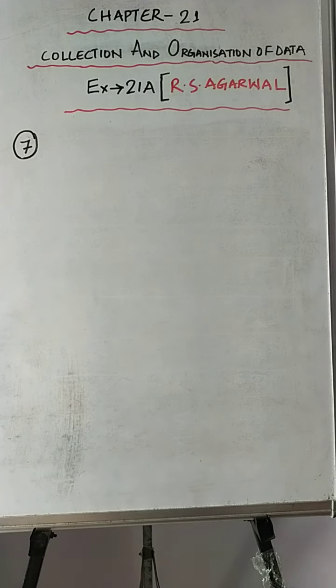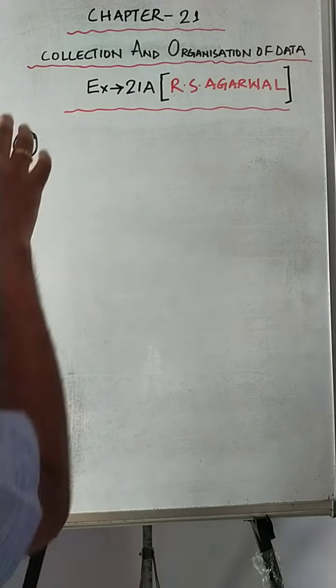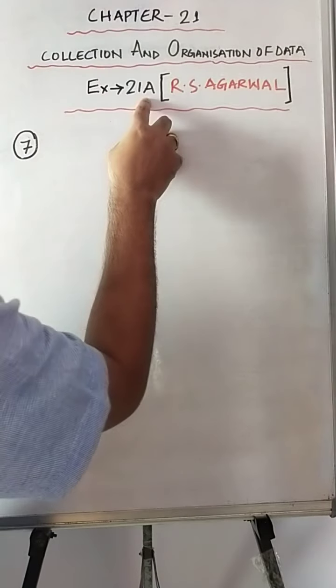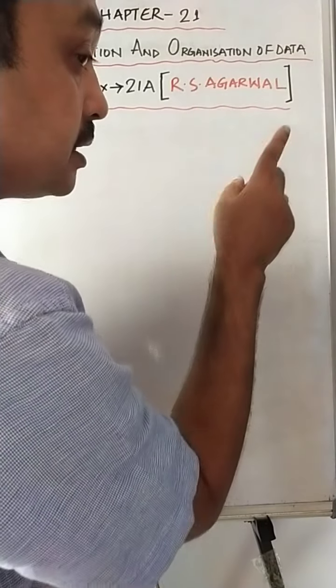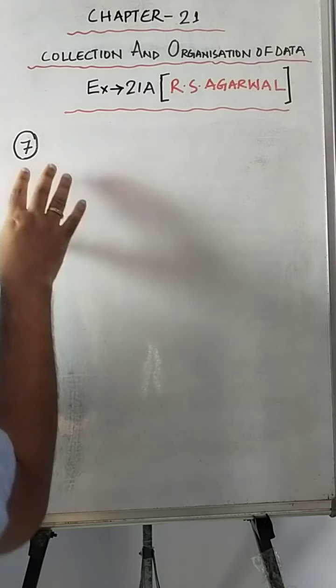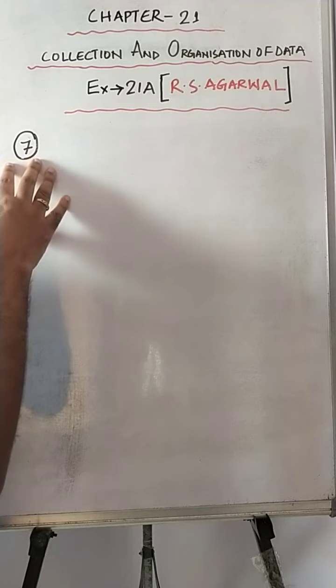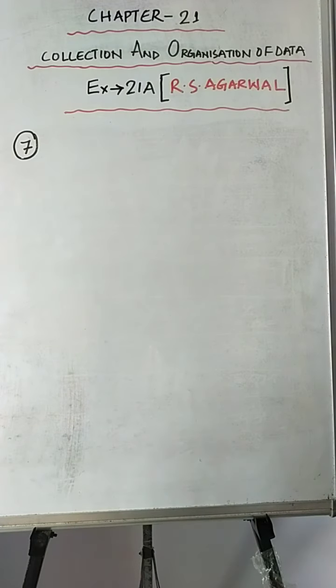Hello students, from today we'll start a new chapter, collection and organization of data, chapter number 21, and we'll do 3 selective sums from exercise 21A, from the S. Agarwal book. The 3 sums which we'll do from this exercise are 7, 10 and 11.